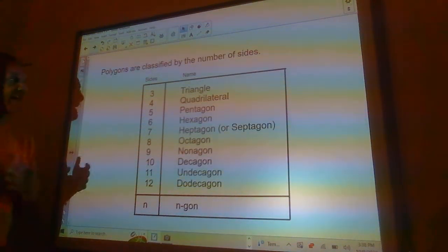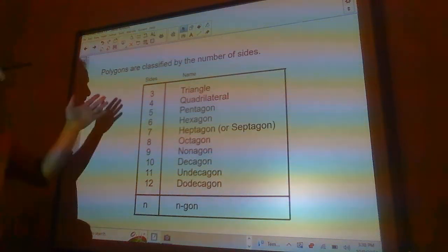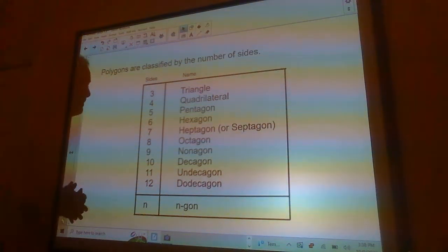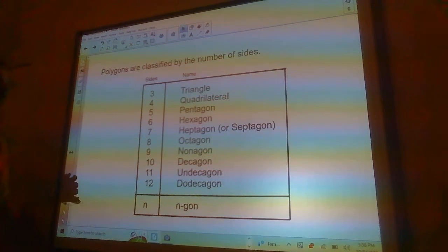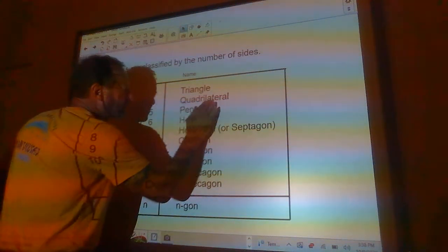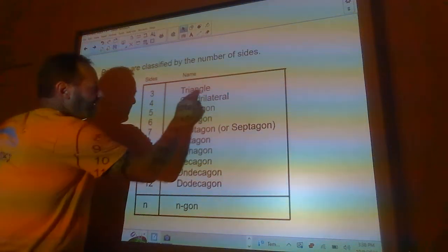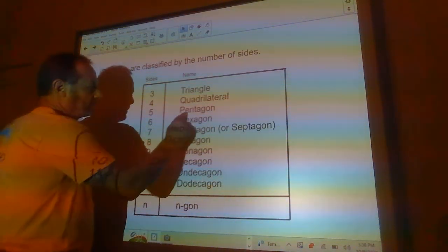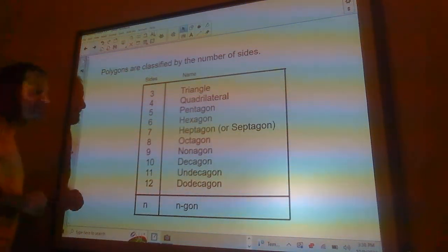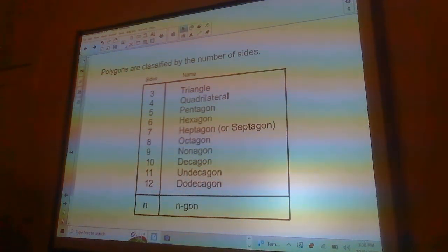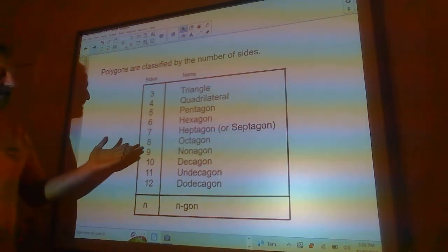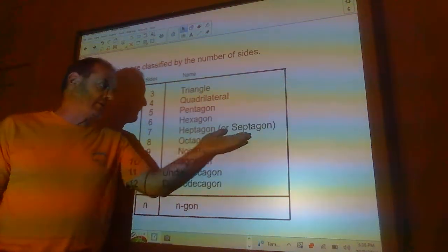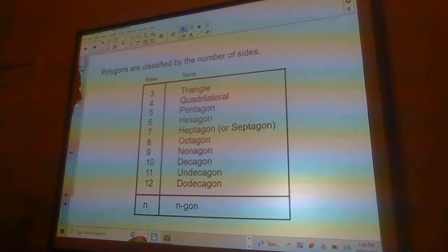So polygons are classified by the number of sides, and I would expect you to know all of these names. So a three-sided figure is a triangle, a four-sided figure is a quadrilateral, which literally means four sides, four angles. Pentagon, okay, pent means five, that's a five-sided figure. Hexagon is a six-sided figure. Now seven-sided, you can do Greek or Latin. Heptagon or septagon, both of those are known by that.